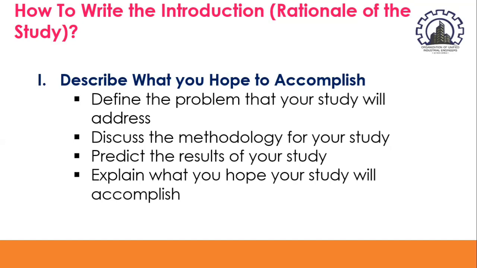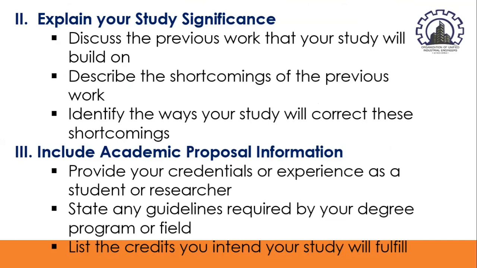After having described what you hope to accomplish, it is then time for you to explain your study significance. So what do we normally do if we explain our study significance? First, we need to discuss the previous work that your study will build on. You need to describe the shortcomings of those previous works. And then you need to identify the ways your study will correct those shortcomings.